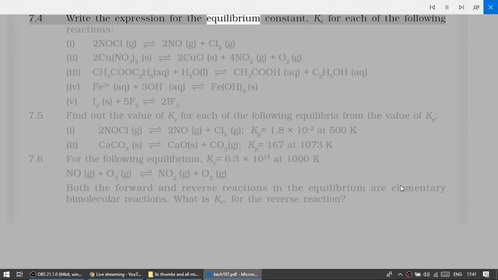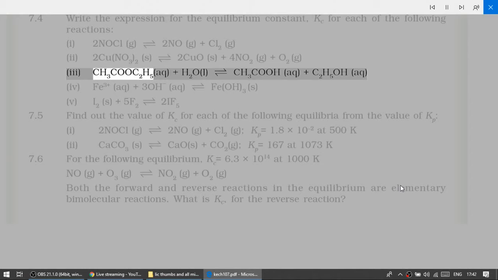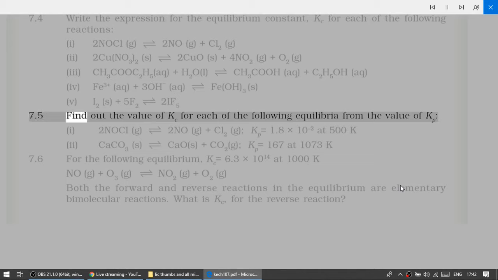7.4 Write the expression for the equilibrium constant, Kc for each of the following reactions: 1. 2NOCl(g) ⇌ 2NO(g) + Cl2(g); 2. 2Cu(NO3)2(s) ⇌ 2CuO(s) + 4NO2(g) + O2(g); 3. CH3COOC2H5(aq) + H2O(l) ⇌ CH3COOH(aq) + C2H5OH(aq); 4. Fe3+(aq) + 3OH-(aq) ⇌ Fe(OH)3(s); 5. I2(s) + 5F2 ⇌ 2IF5.